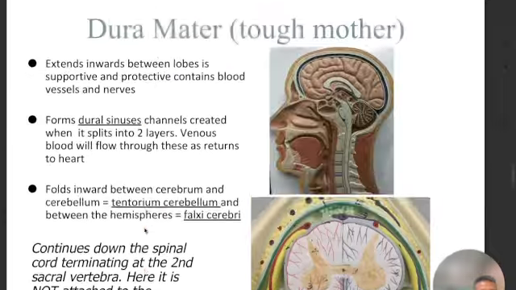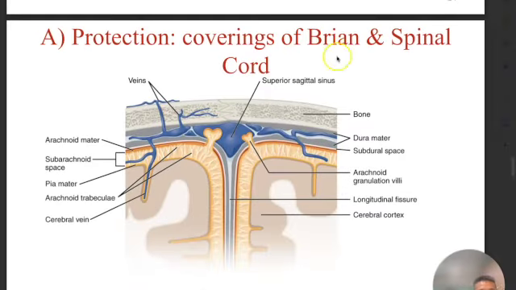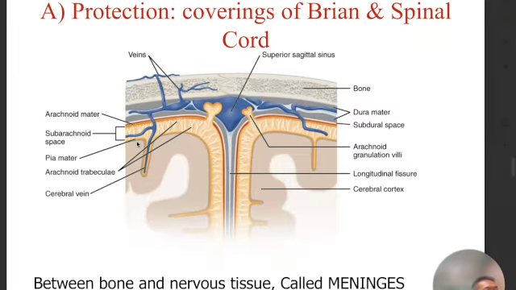So here is the protective layer. There are 3 layers. So here's the skull. Here is the superior sagittal sinus. Now here, the first layer is the dura mater. Dura means tough. Mater is actually Latin for mother. So the first layer is tough mother. It's super tough.